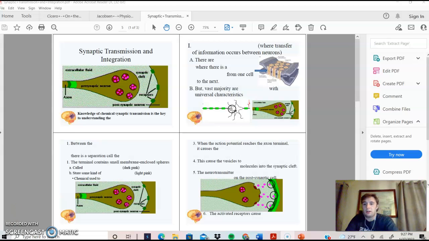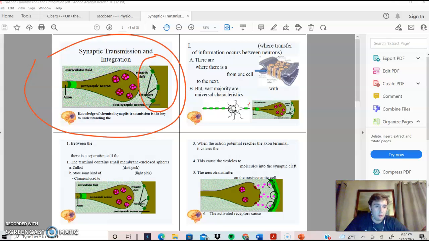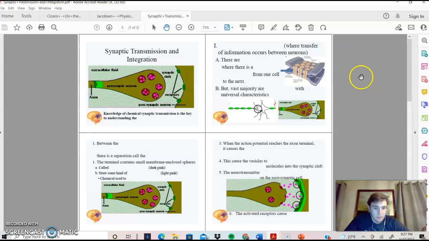So this structure right here is part of the neuron, and this structure right here is either another neuron or a muscle cell, something of that sort. I think those are the only two. I should probably verify that. I should know that. But it's only that transmission for transmitting action potentials.